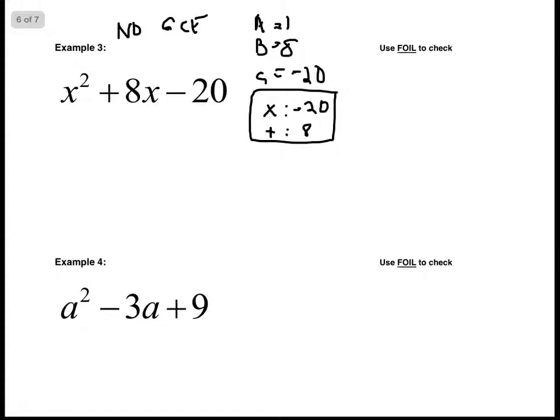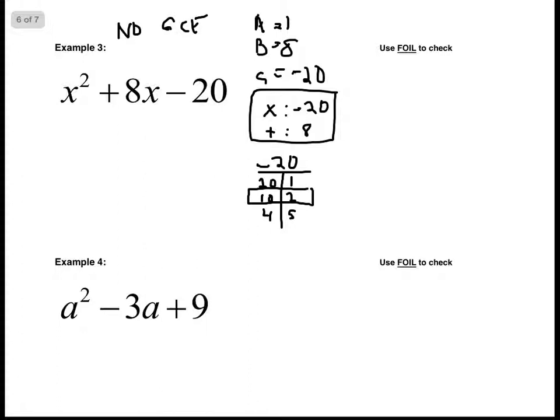So I'm looking for numbers that multiply to negative 20 and add to 8. So then I list my factors of negative 20. So 20 times 1, 10 times 2, 4 and 5. Now which one of those could possibly add to 8? And that would be the 10 and the 2.